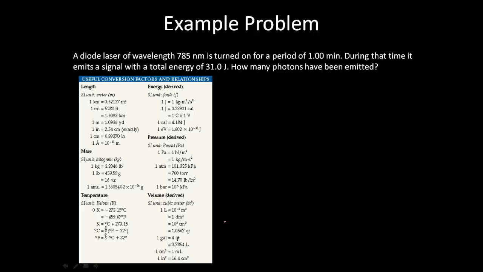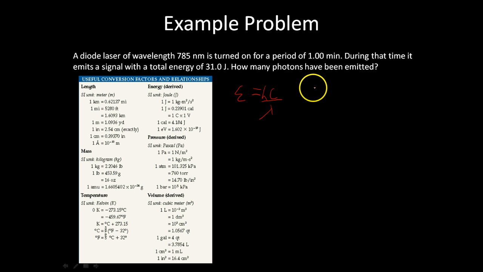All right, so there's a few things that we're going to need to do here. We're going to have to figure out what the energy of a photon is at 785 nanometers. So again, energy is equal to hc over λ. Remember that derived equation from our last example. So that'll give us the energy for a single photon. And then we are going to have to divide the energy given here by the energy for the single photon to see how many photons have been emitted. Alright, so anyway, here we go.